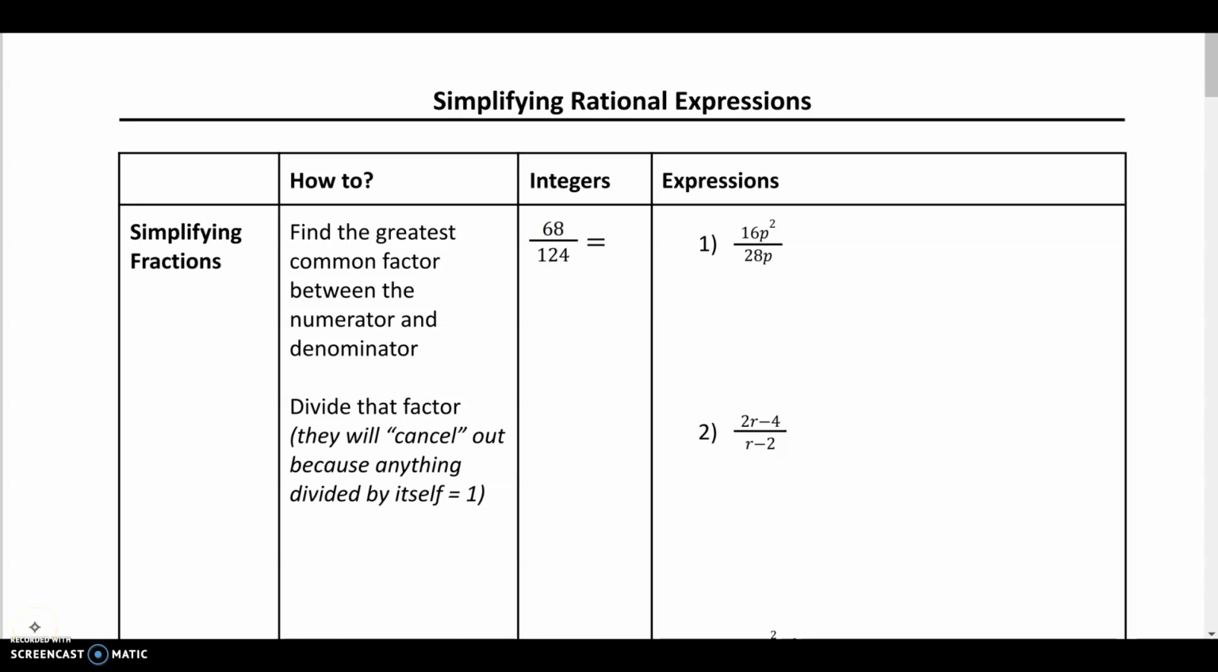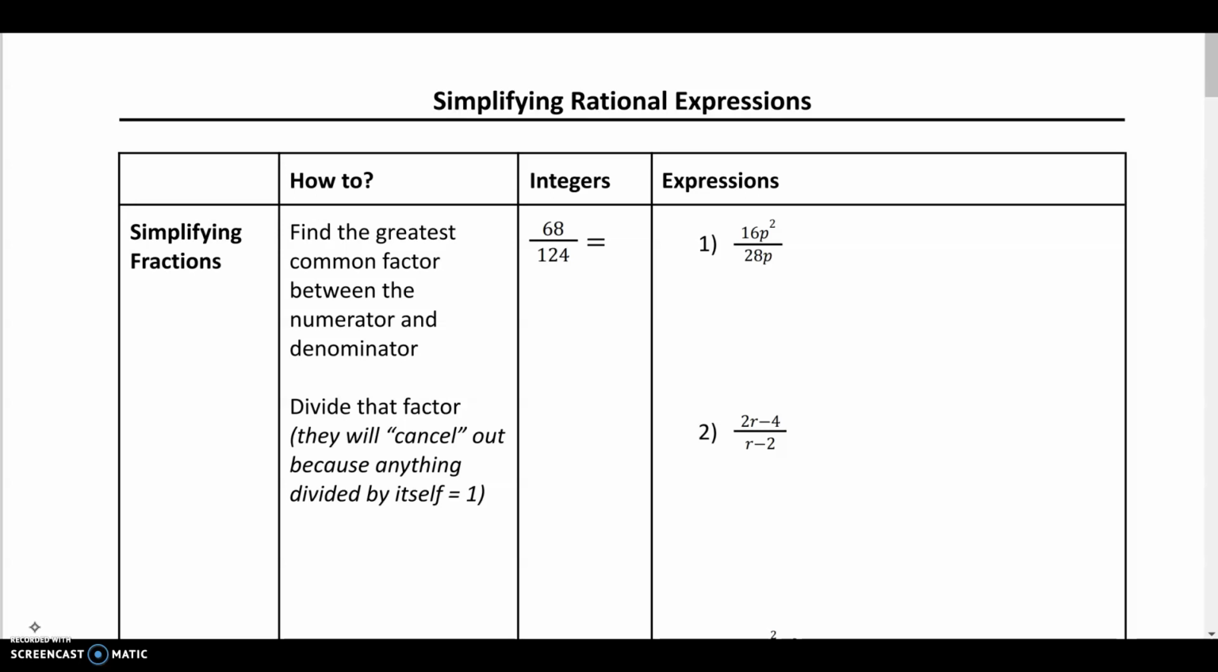Hi everyone! This is the first video in a series of videos on how to simplify rational expressions. By the end of the video, you'll be able to simplify rational expressions, including different operations such as multiplication, division, addition, and subtraction. So first, what is a rational expression again?